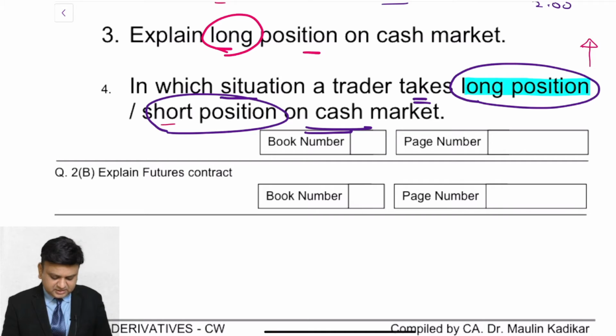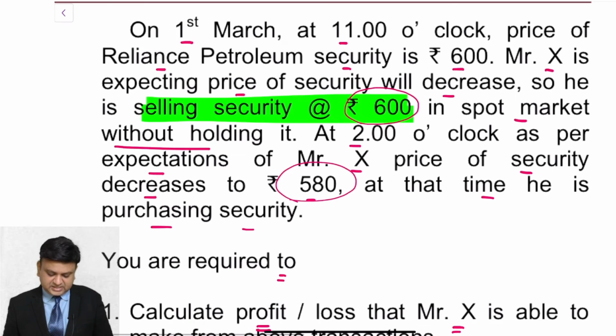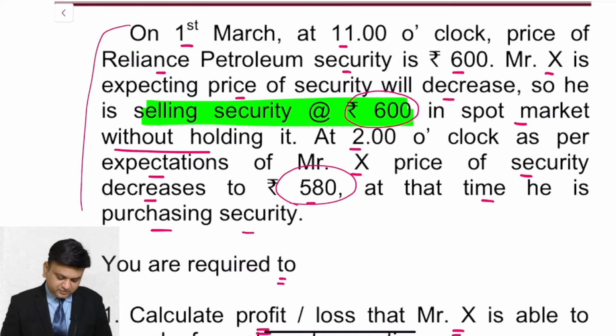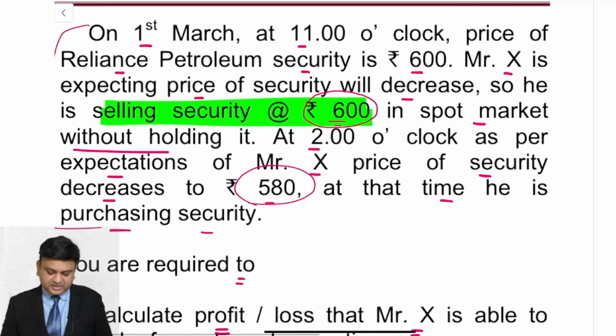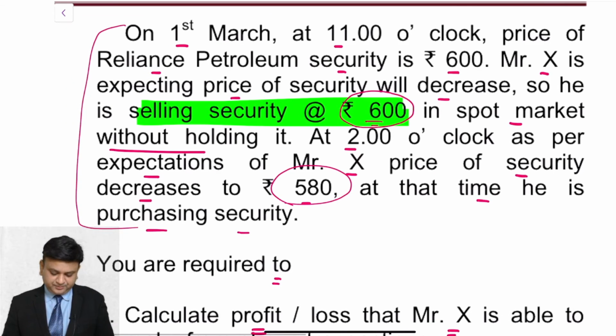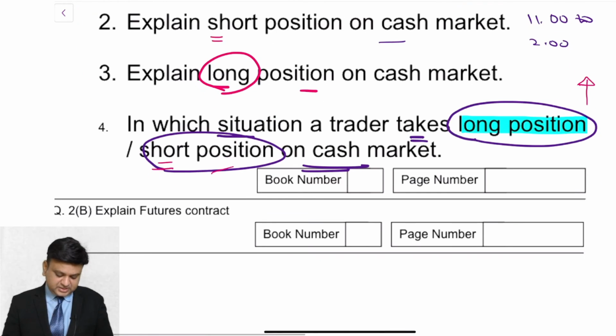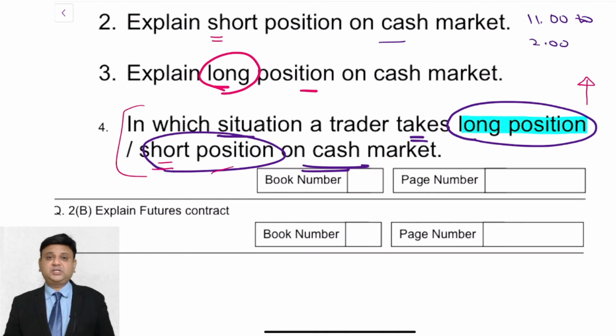If I am expecting that the price of a security will fall down, then in that case I will take the short position on the cash market. It means that I will enter into the transaction for selling the underlying asset, and if the price reduces, then I will make the profit, as we have understood in this example. At 600 you have entered into the transaction for sale. Why? Because you are expecting the price to fall down. When the price is actually falling down, then later on you buy the security, and with that you will be able to make the profit. Of course you will be able to make profit, subject to the condition that your expectation is fulfilled.